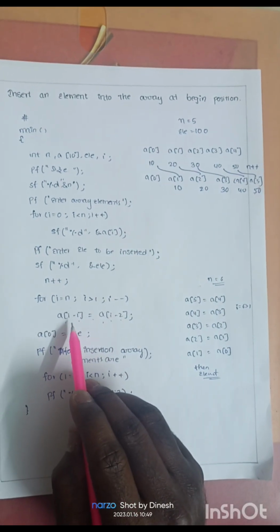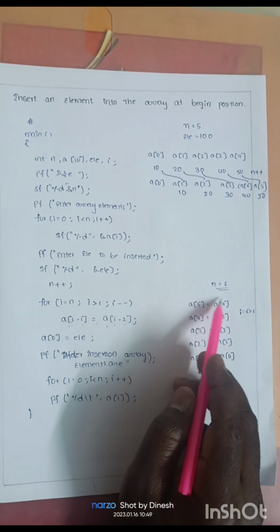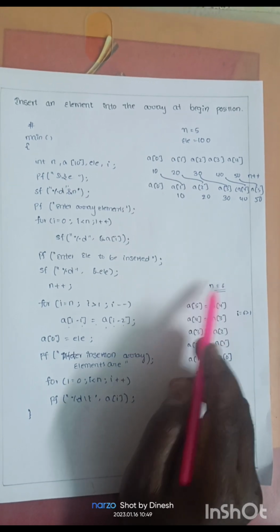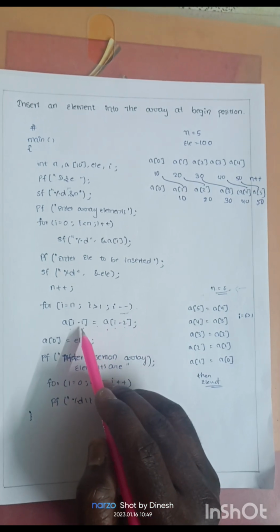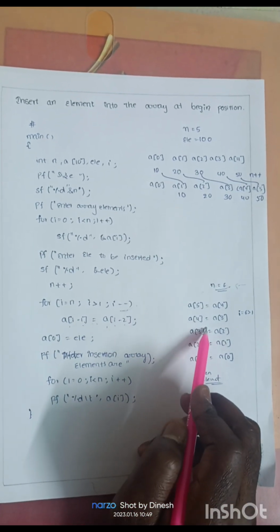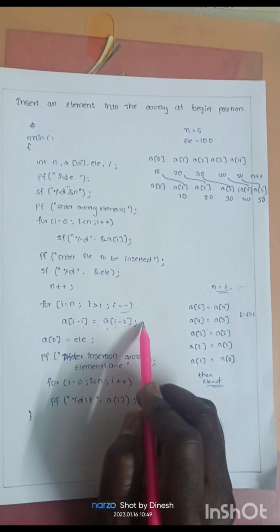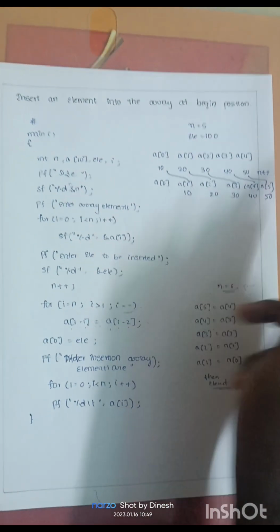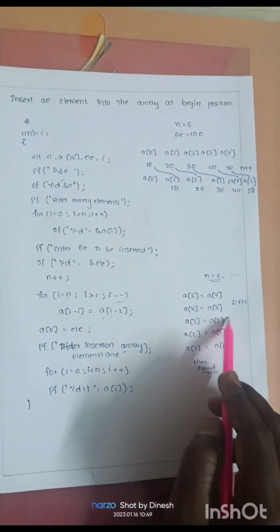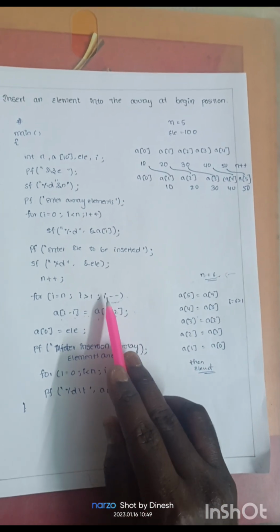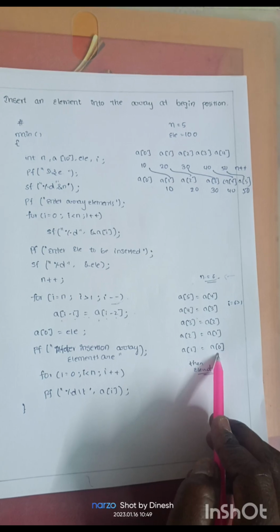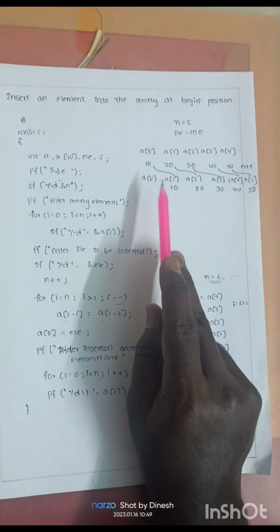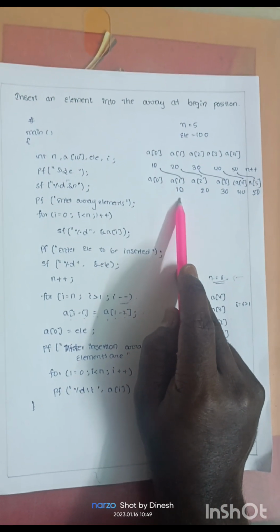Here, next n minus minus, n equals to 5, a of 5 minus 1 means a of 4 equals to a of 5 minus 2, a of 3, which is 40. This 40 will be stored in a of 4, like that up to a of 1 equals to a of 0. That means here a of 0 is 10, and it will be stored in a of 1.